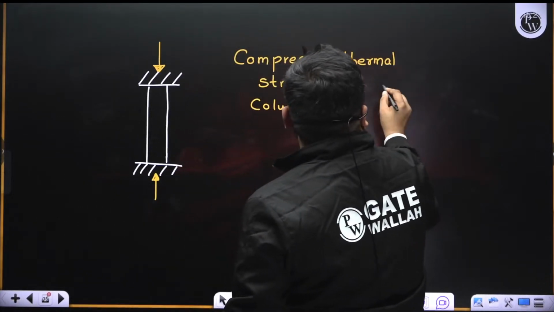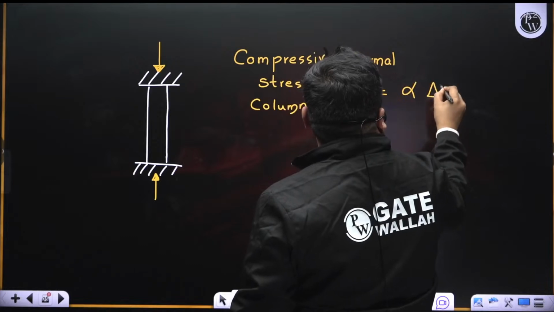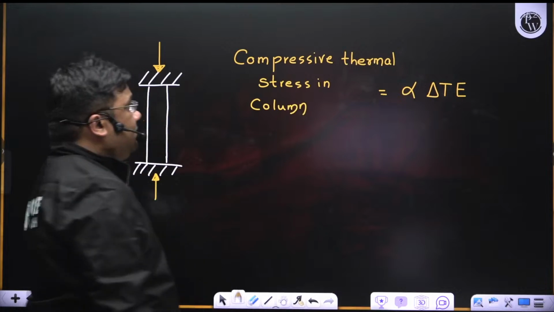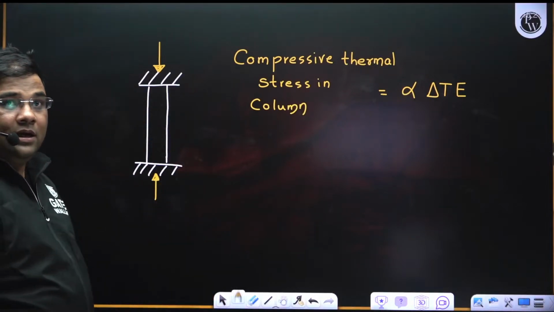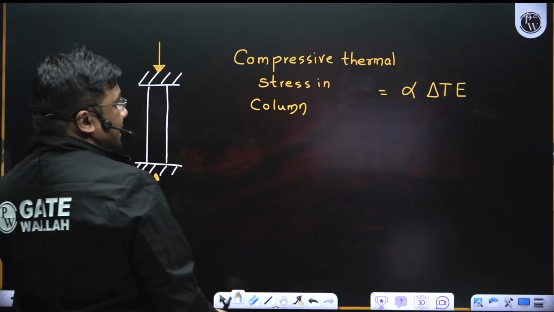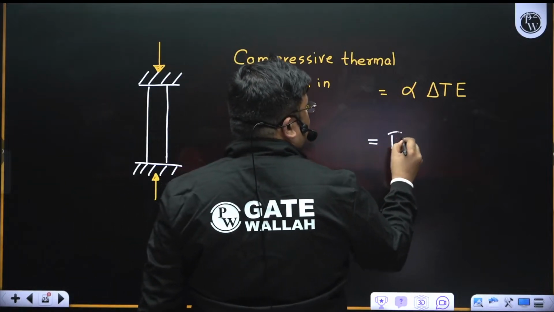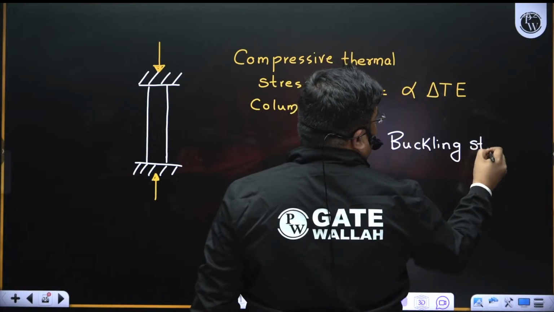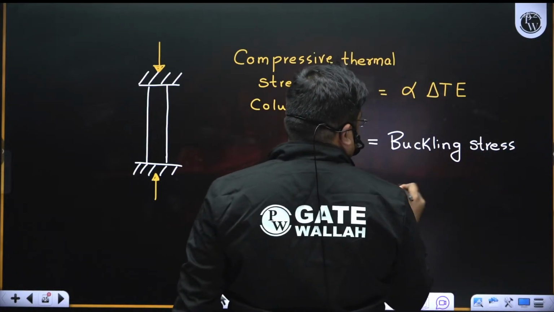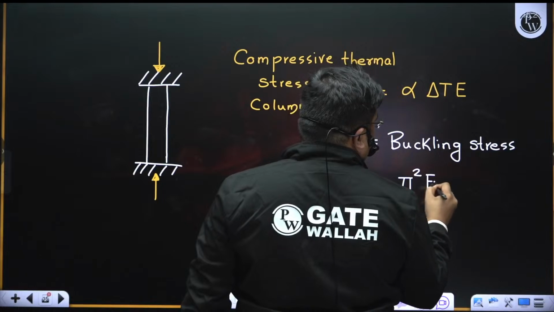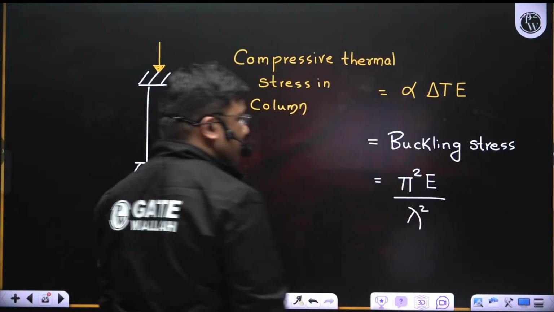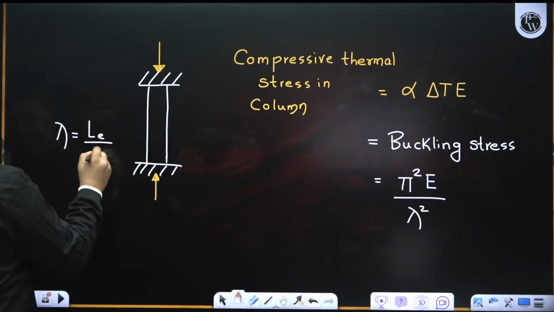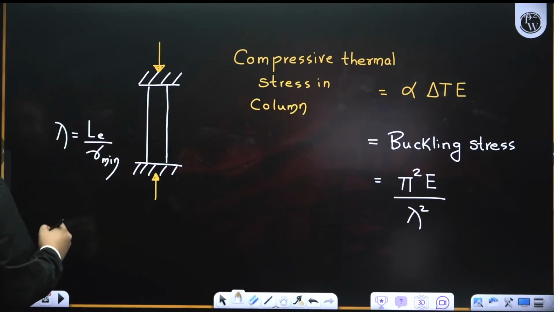We know the equation of thermal stress. It is alpha delta T into E, right? Yes, this is the thermal stress equation, and both ends are fixed. Now when this thermal stress becomes equal to the buckling stress, what was the equation for buckling stress? Pi square E by slenderness ratio square, right? And what is the slenderness ratio? It is effective length by the minimum radius of gyration, right?